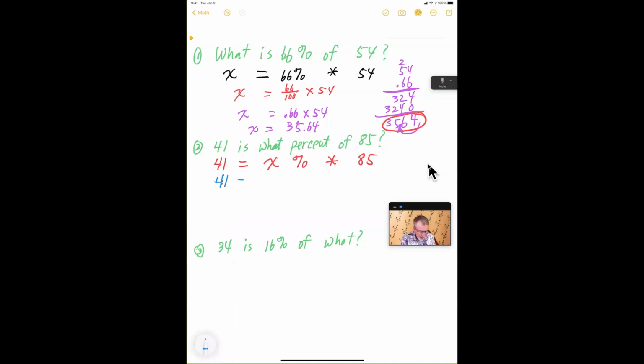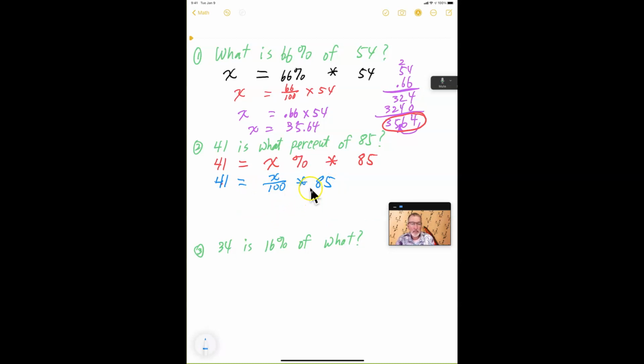41 is equal to x per 100 times 85. So this should be enough for us to solve this. We would still want to solve for x. So that would be our longer term goal. And you could call this 85 over 100 times x because that would be the same. So you can move things around a little bit.